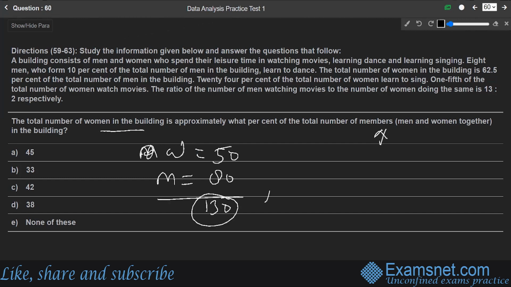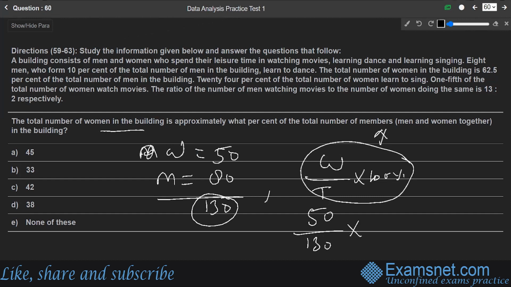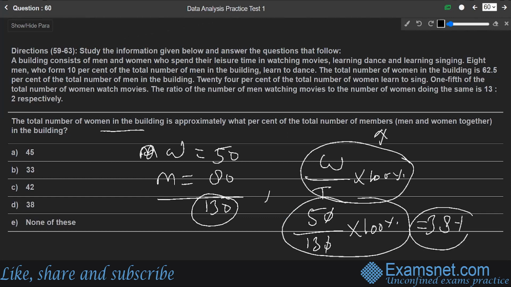So he's asking for the total number of women in the building, approximately what percent of the total. Women divided by total into 100%, that's what we are supposed to calculate. The women's number is 50 divided by the total 130, into 100%. We can cut down these zeros, and if we solve this, we can find the answer. It is going to be approximately 38%. So that becomes the right answer, 38%, option D.